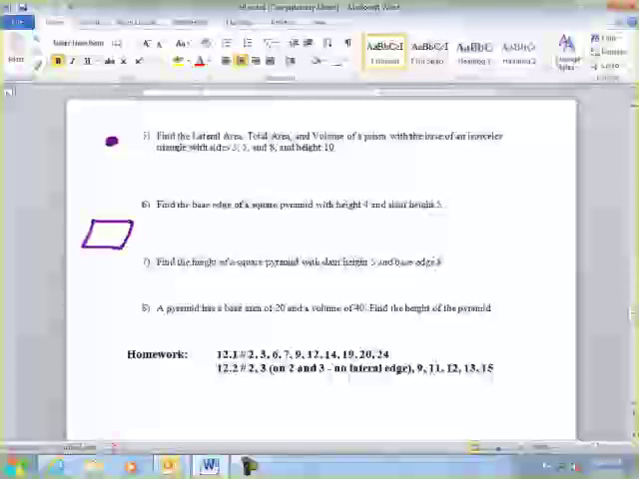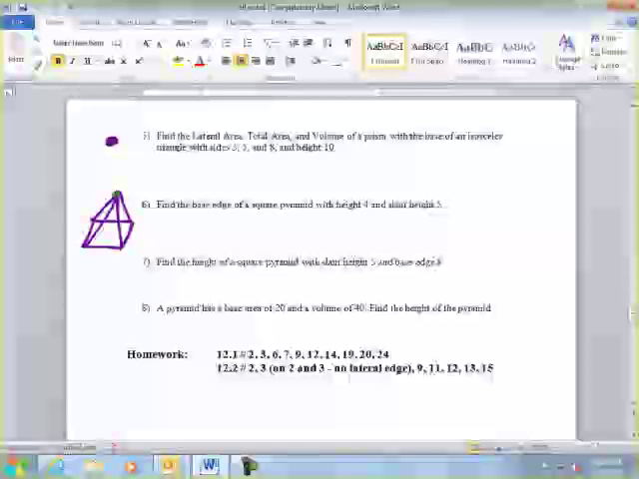I always kind of draw mine a little tilty. I don't know why. It's just kind of a perspective thing that it's easier to see that way. But the bottom of this pyramid is going to be a square, and then all of those corners are going to come up to a common point. We are told that our pyramid has a height of 4.